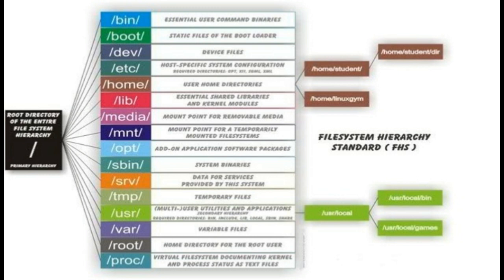Opt, sbin, srv, tmp, like that, all the folders carry different types of operating files. For example, tmp holds the temporary files. The var folder holds the log files of the system.